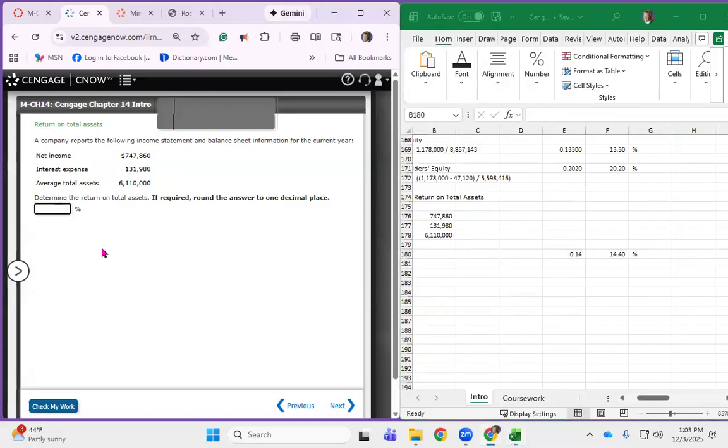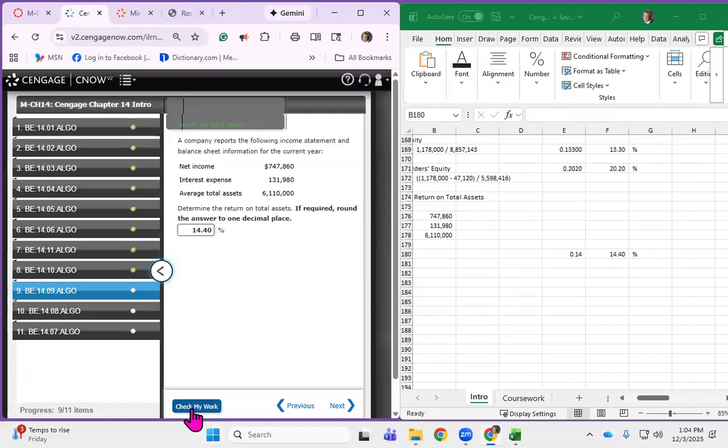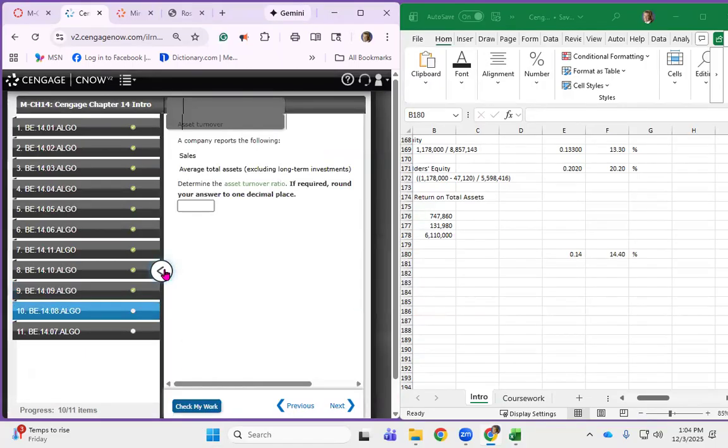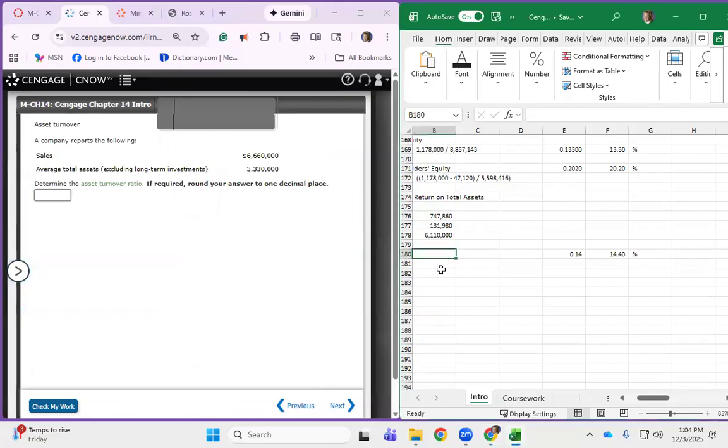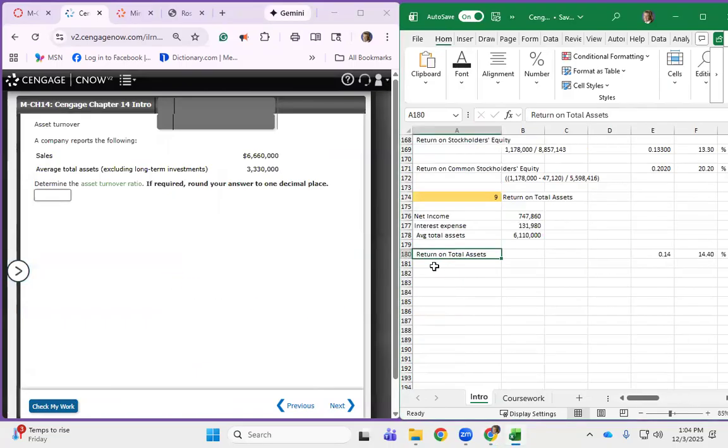14.4, and they want it to 1 decimal place. A lot of these, they want at least 1 decimal place. All right, let's check the work. Looking pretty good. 2 more. This is called asset turnover. What is the asset turnover? So we've had a couple already about turnovers. Turnover is how much use you've made out of the assets that we have.